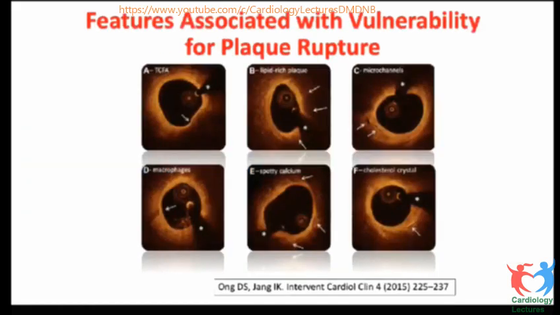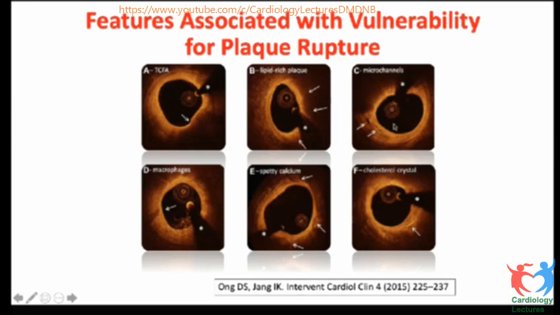So OCT identifies multiple features that help in understanding the vulnerability of the plaque for rupture. So what are the features? First feature is lipid-rich plaque. Lipid-rich plaque is nothing but lipid occupying more than 180 degrees of the circumference. What is your thin cap fibroatheroma? Thin cap fibroatheroma is a lipid-rich plaque with a thin fibrous cap measuring less than 65 microns in thickness. Because of its high resolution, you're able to measure the exact thickness of your fibrous cap.